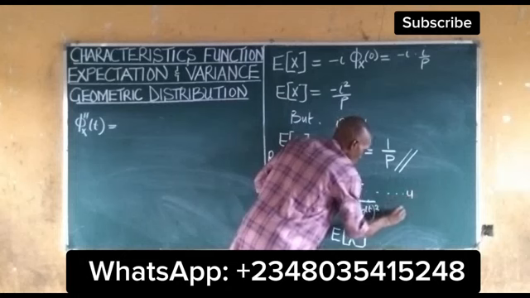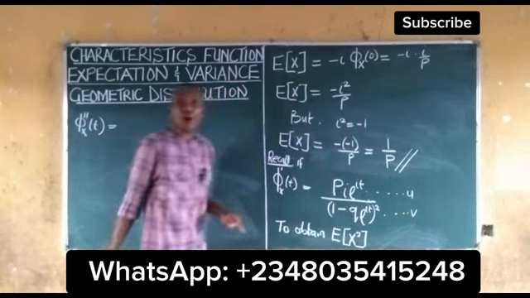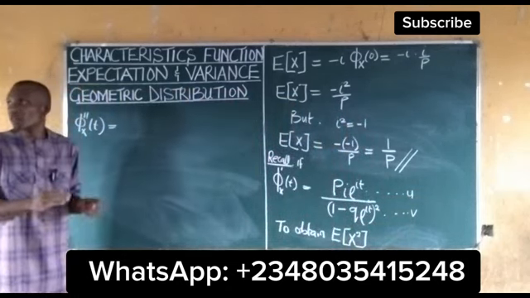So this becomes our u and this becomes our v. So we employ what is called the quotient rule of differentiation.